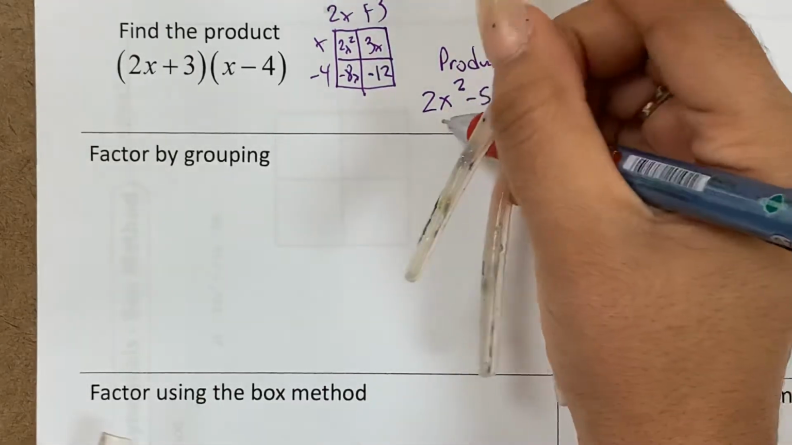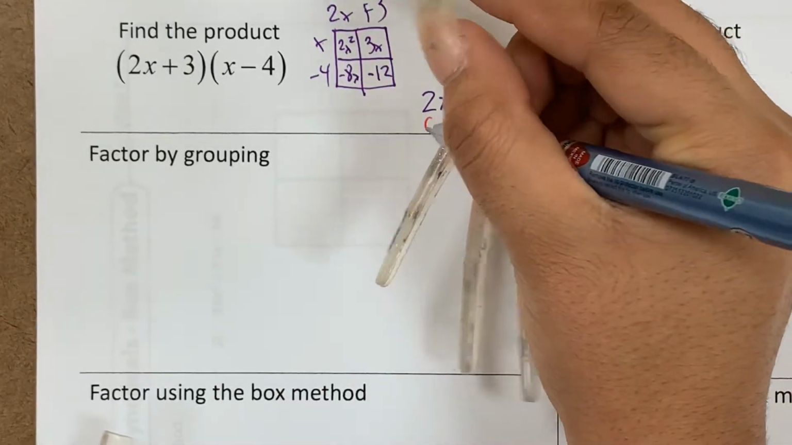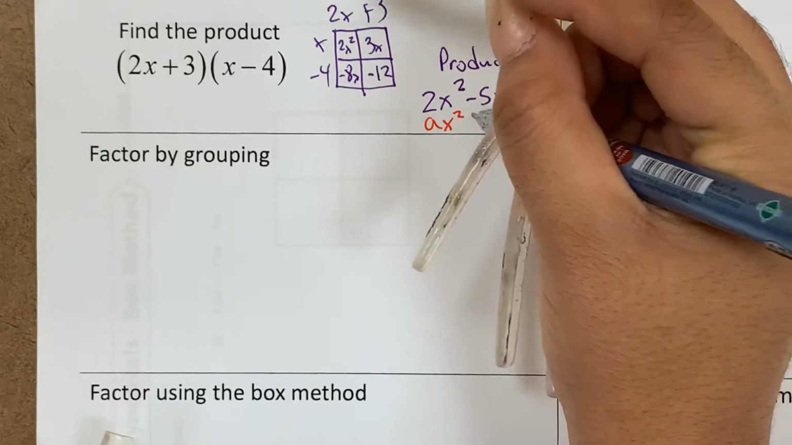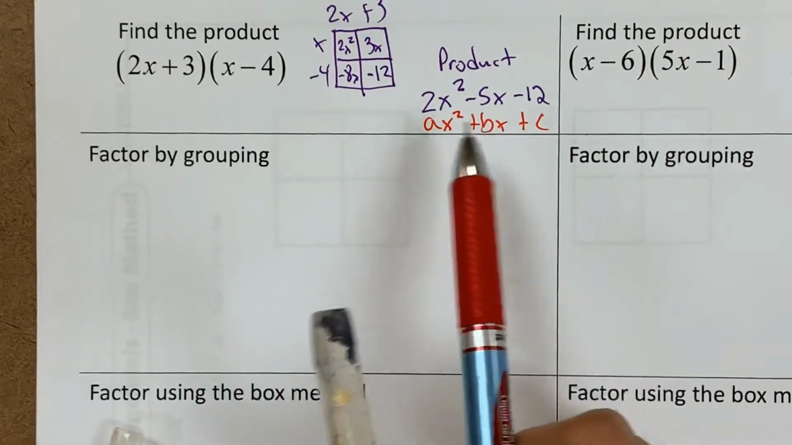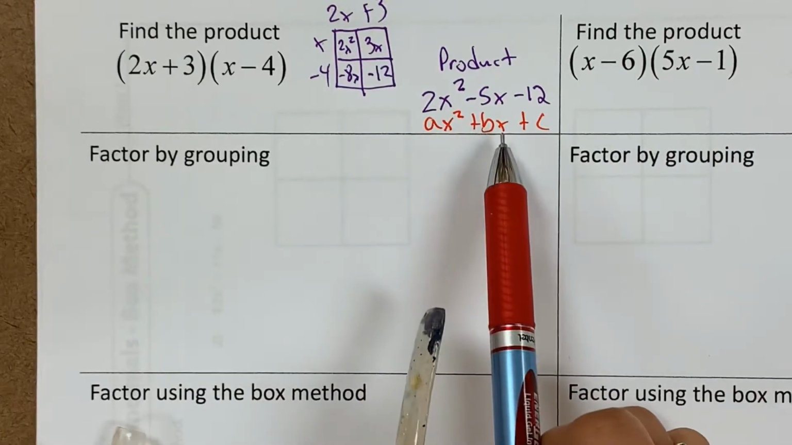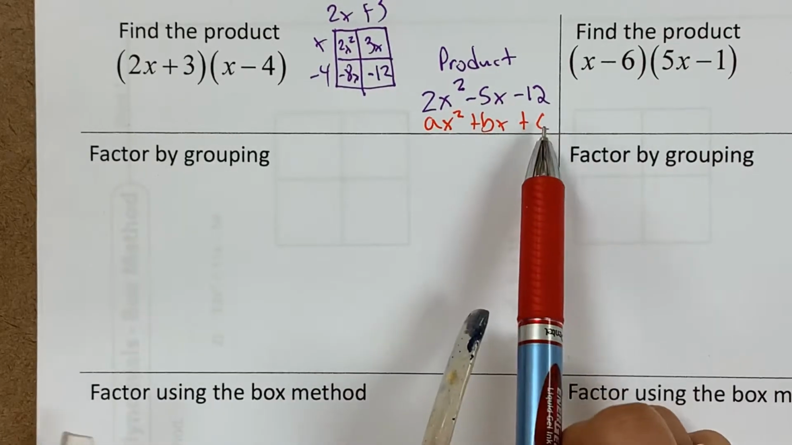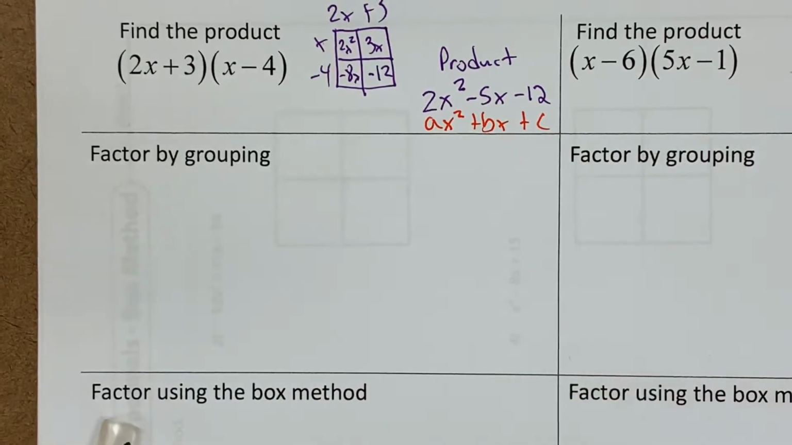Okay, so this is in the form ax squared plus bx plus c. So the square term, that's a. The term with x is b. And the term with no x, the constant, that's your c.